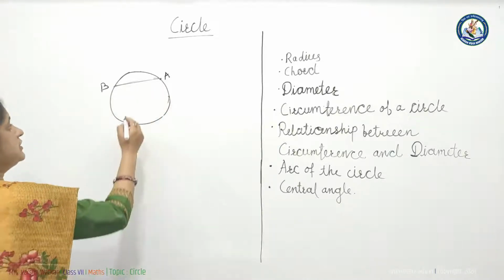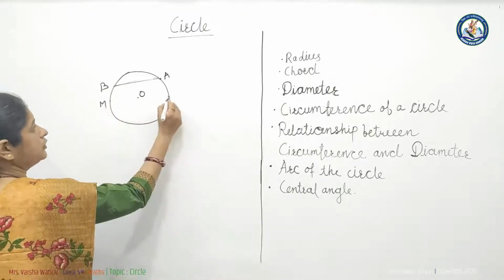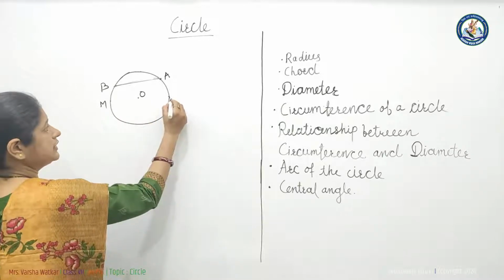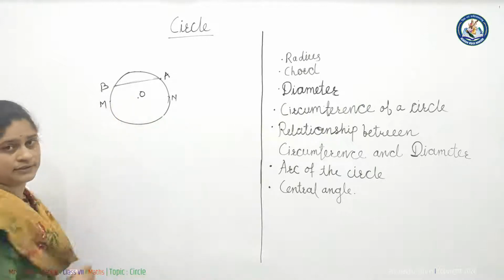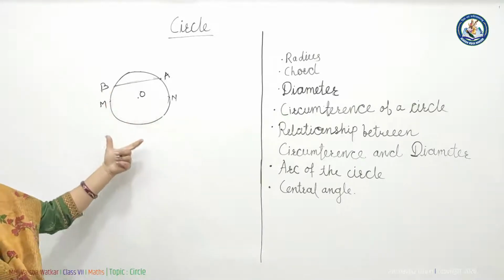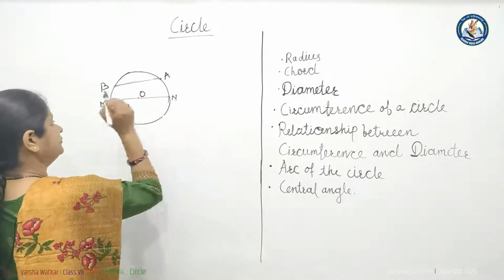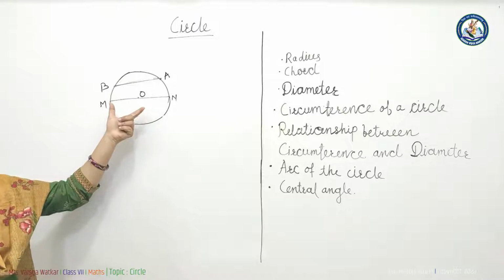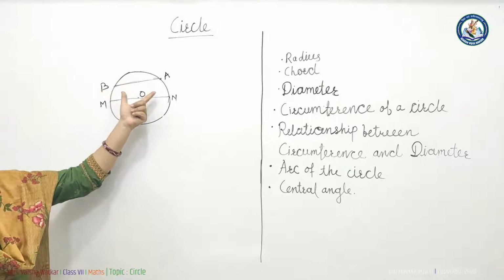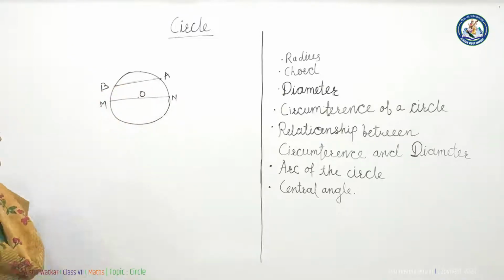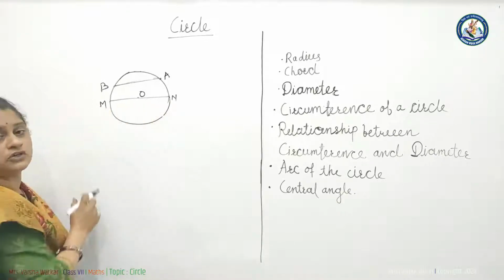Now, see, O is the center of the circle. I take point M here and point O here. Point O is the center and point N here. Again, I join these 2 points M and N, which lie on the circle. So I join segment MN. MN is also a chord because it is a line segment joining any 2 points on the circle. BA is a chord. Like that, MN is also a chord.